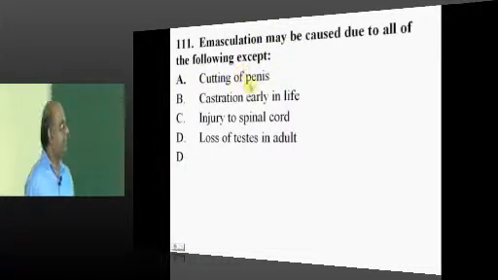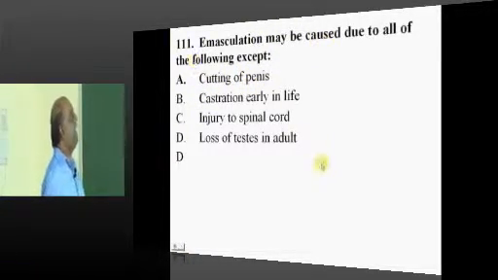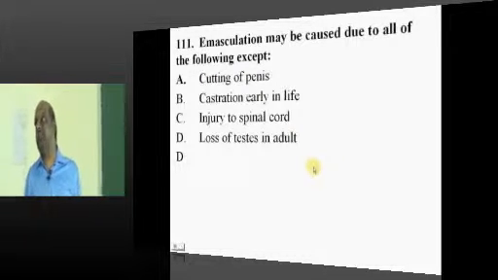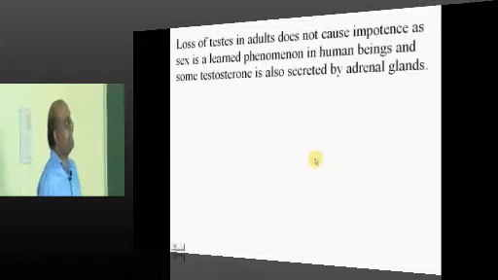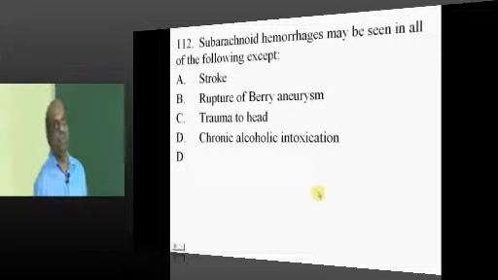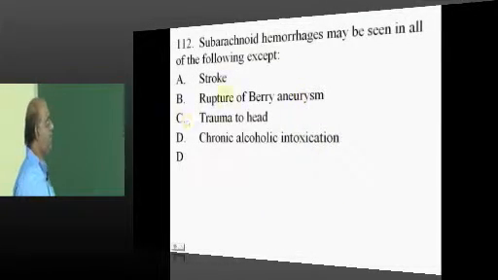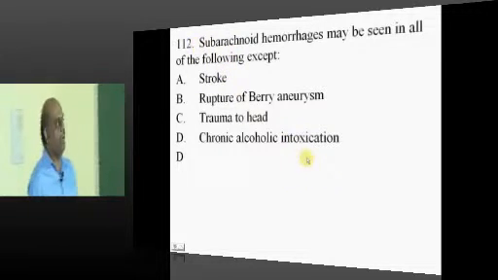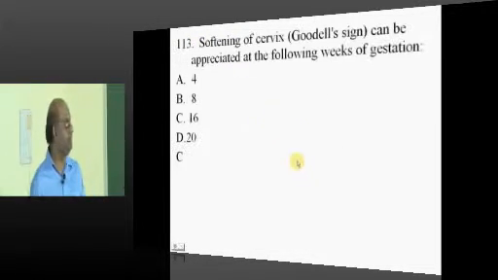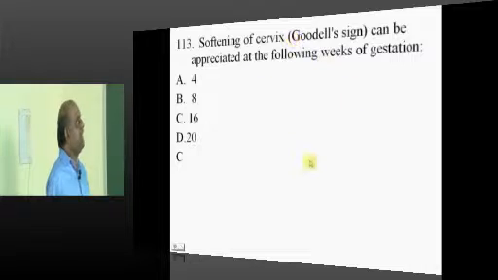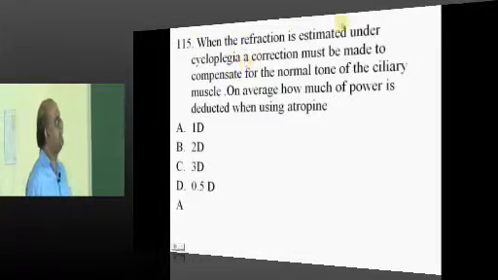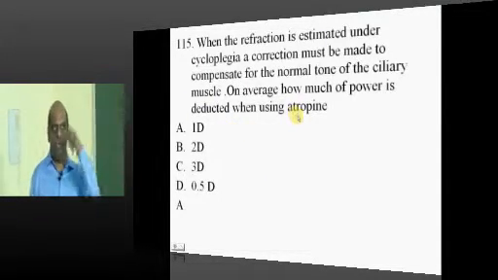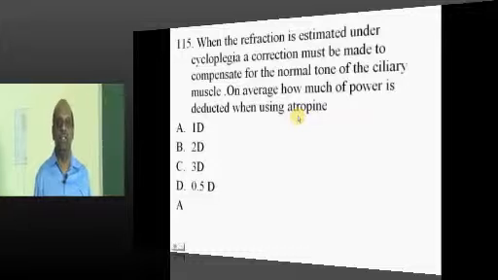Emasculation can be caused by any of them but not by the loss of the testis of adult. All the other things are surgical and medical causes. Subarachnoid hemorrhage may be seen with any of them but not with alcoholic intoxication. Goodell sign 16 weeks. Syphilis in 9 to 10 days, and whenever you give atropine, 1 diopter or 2 diopters? 1.